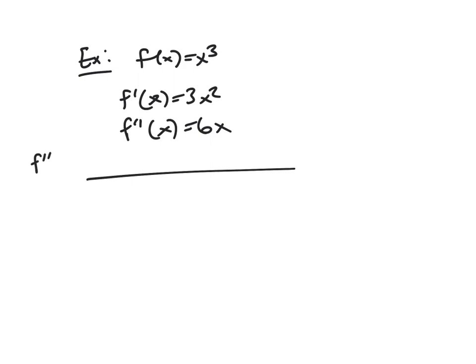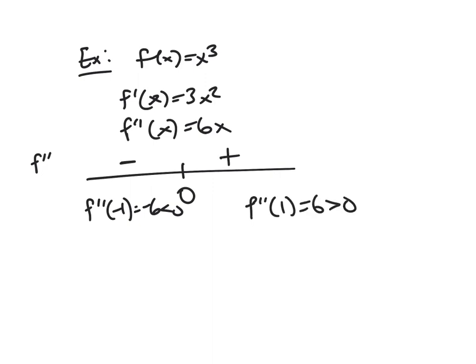But we still want to look at when it's zero, because we care about the sign of f double prime. When I look to the left and plug in, say, negative one, I get a negative number. So this is negative, and f double prime of one is six, which is positive. So my sign chart for the second derivative looks something like this. What this says is f is concave down from negative infinity to zero and concave up from zero to infinity.